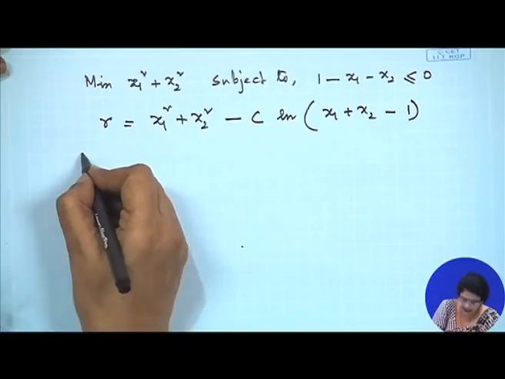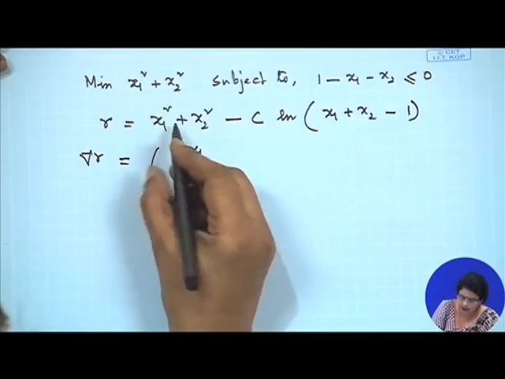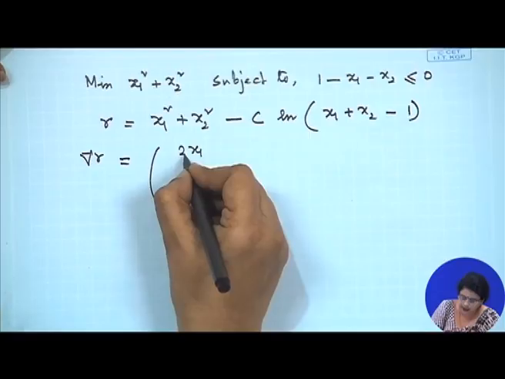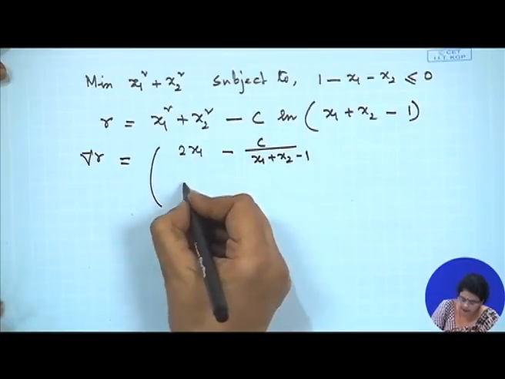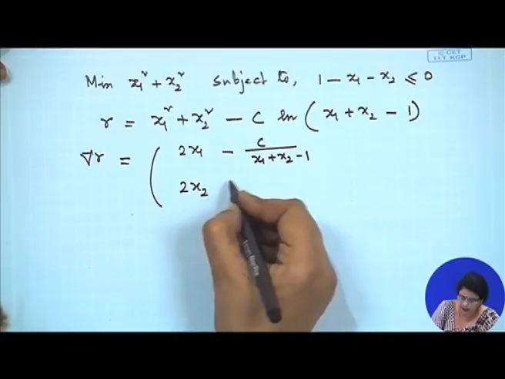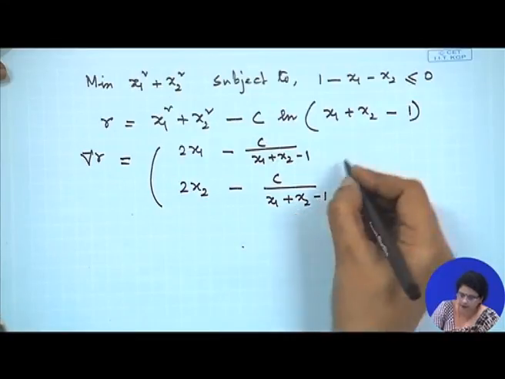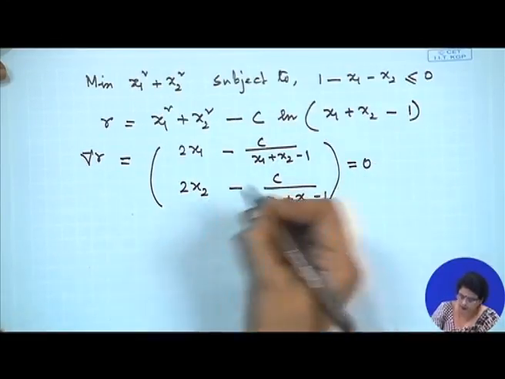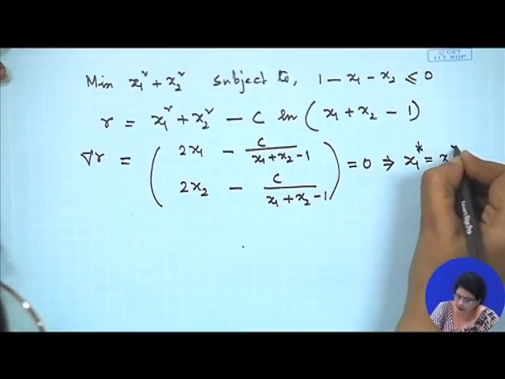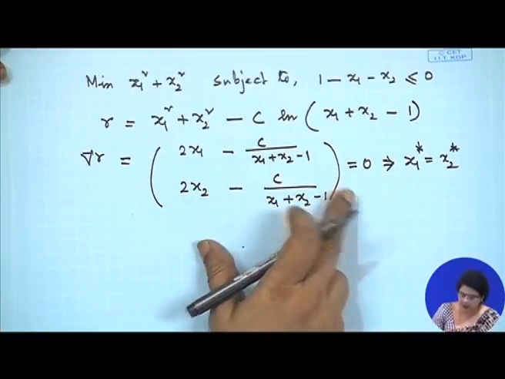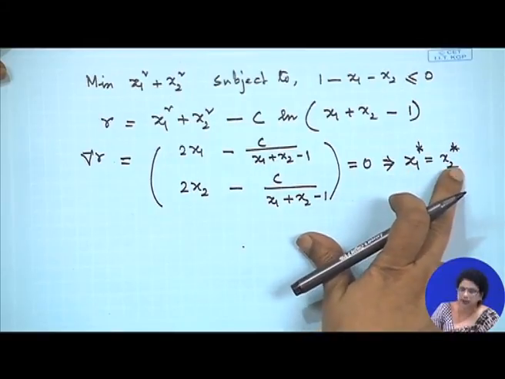All right. Consider the grad of R. Grad of R would be equal to, if I differentiate with respect to x1, 2x1 minus C divided by x1 plus x2 minus 1. And if I partially differentiate with respect to x2, this is equal to minus C divided by x1 plus x2 minus 1. This must be equal to 0. And this gives you, at the optimal stage, x1 star must be equal to x2 star, because if we equate these two terms to 0, from there we can say that x1 star is equal to x2 star.